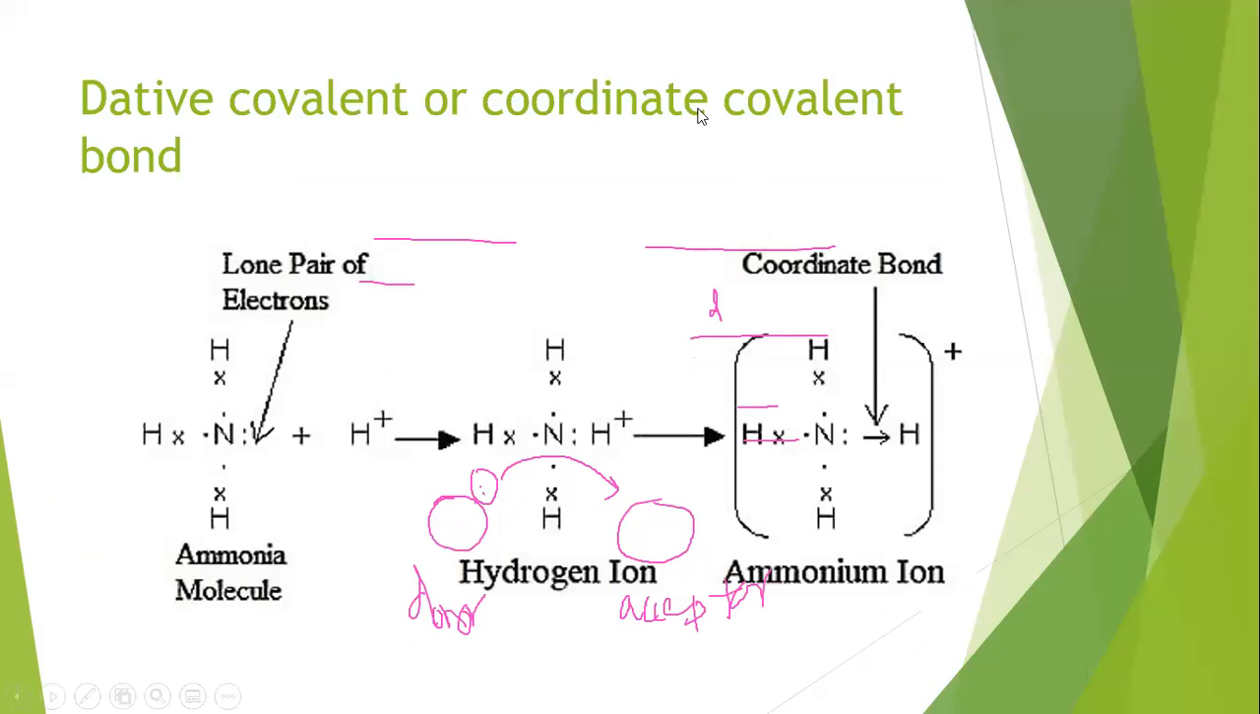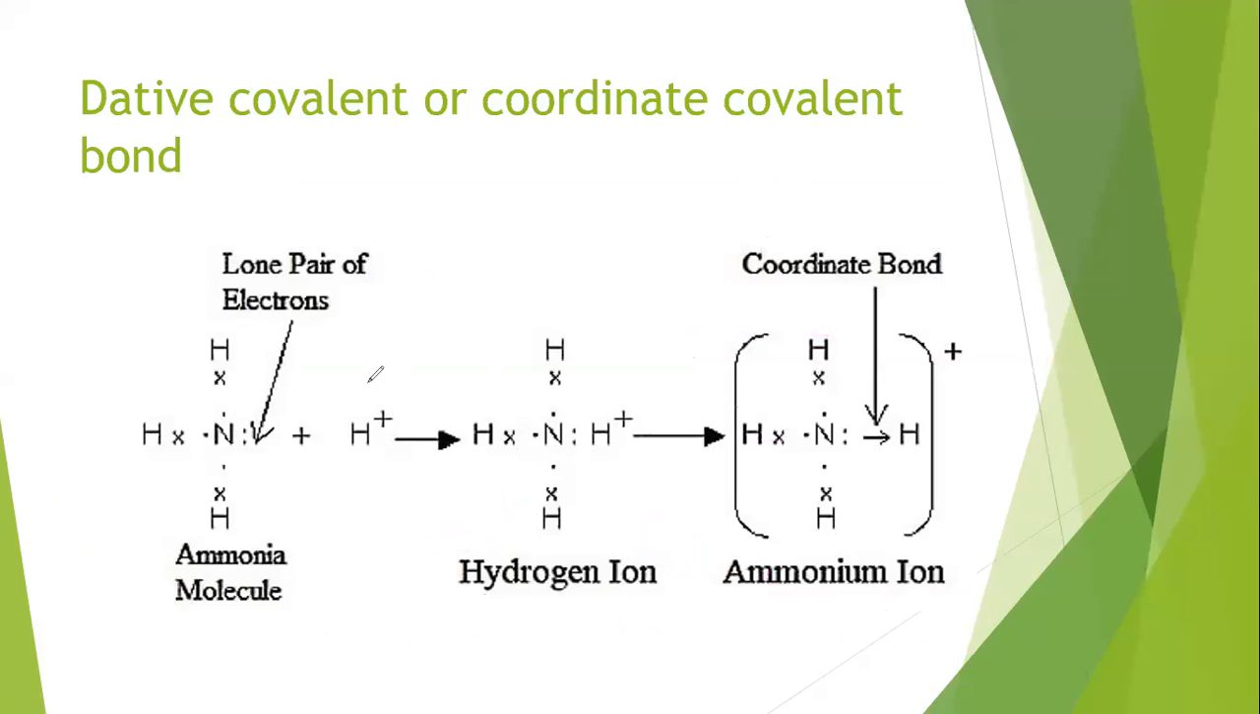Here you can better understand the dative covalent bond. This is the ammonia molecule. The ammonia molecule has 3 hydrogens and 1 nitrogen. Nitrogen has 5 electrons in its outermost shell and hydrogen has 1 electron. Nitrogen shares its 3 electrons with the 3 hydrogen atoms by making 3 single covalent bonds. One lone pair of electrons is available on this nitrogen, so this nitrogen behaves as a donor.